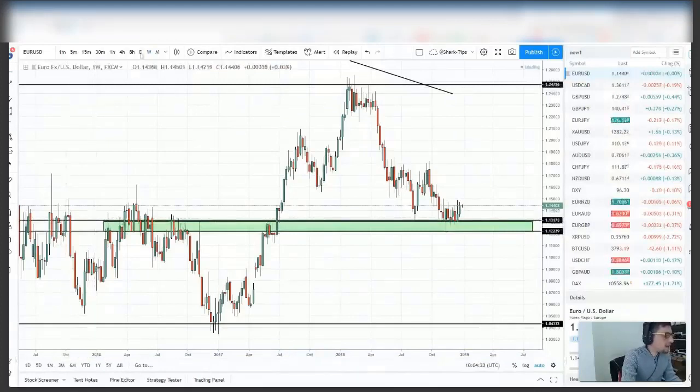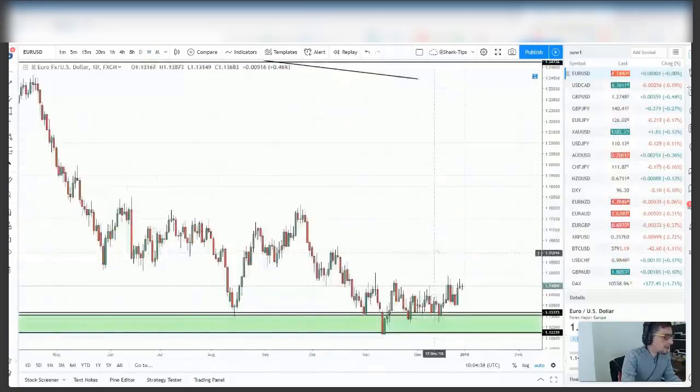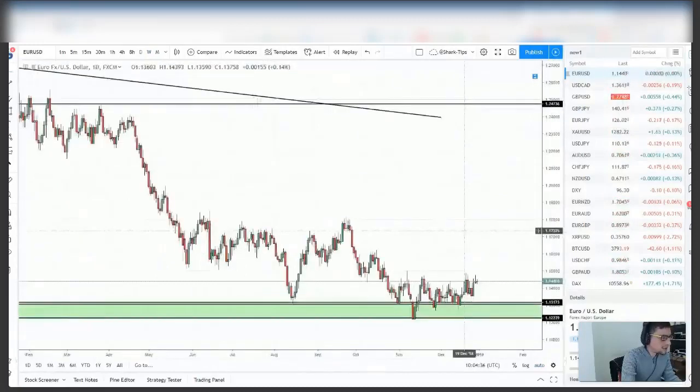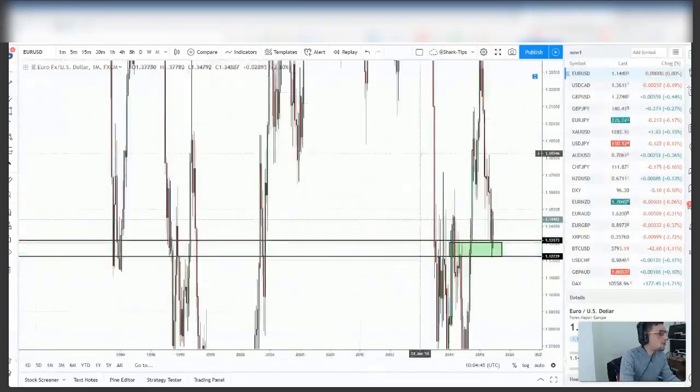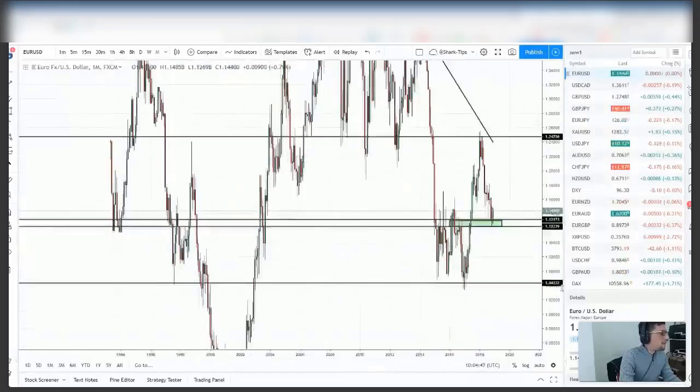You can see even on the daily chart how this area is holding, and now price is consolidating. Let me know your thoughts on the euro coming into 2019.